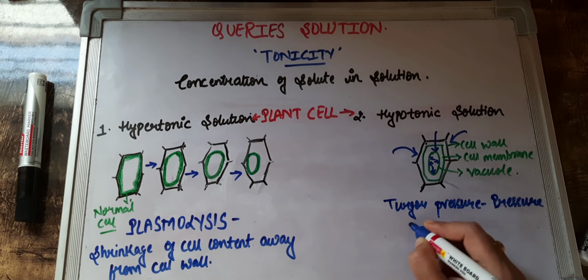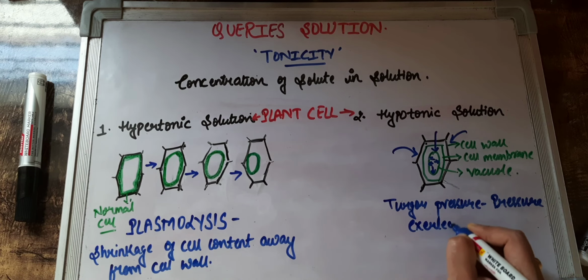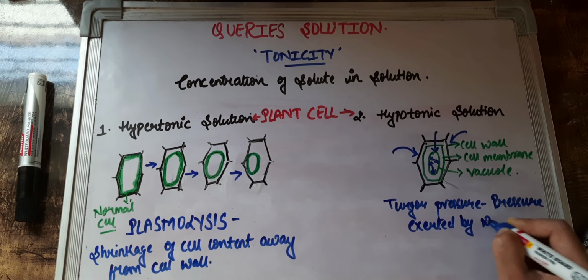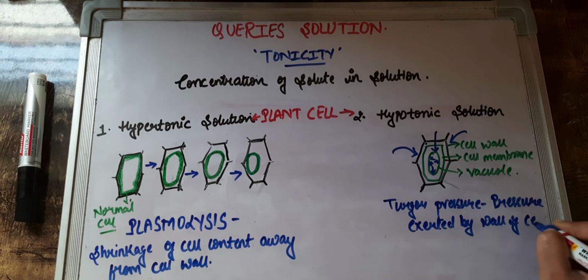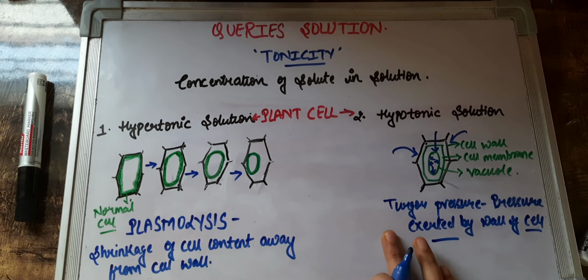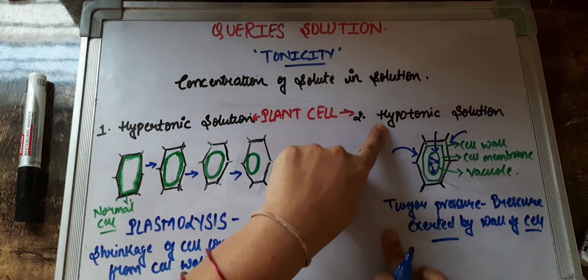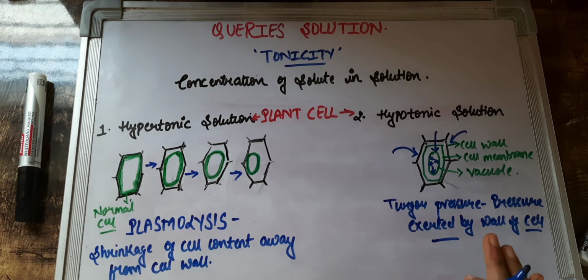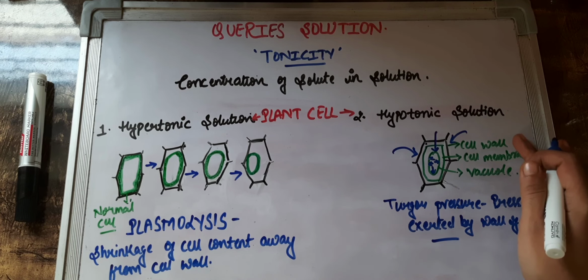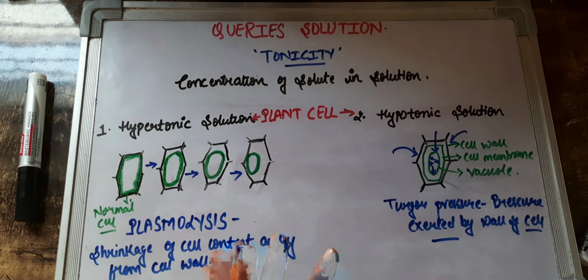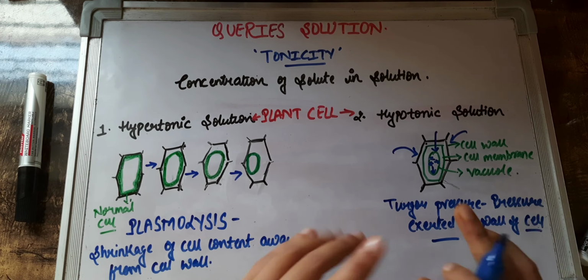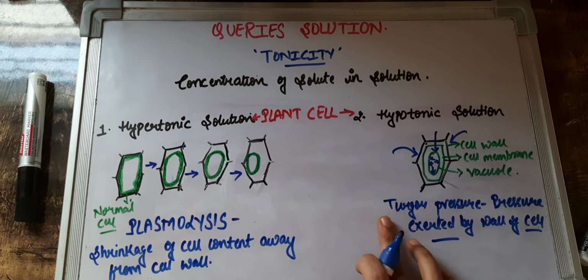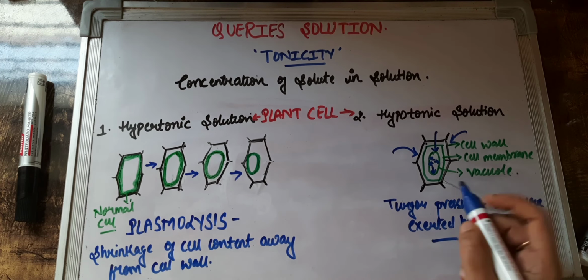The pressure which is exerted by the wall of the cell is known as what? It is known as turgor pressure. So why are we going to see turgor pressure in the case of hypotonic solution? Because water will get in, and more water will get in. Of course, the cell wall will not allow the cell to burst, because as I said, it is going to give a lot of strength to the cell. So the plant cell is not going to burst, but of course it is going to feel some pressure on the wall, and that pressure is known as what? It is known as turgor pressure.